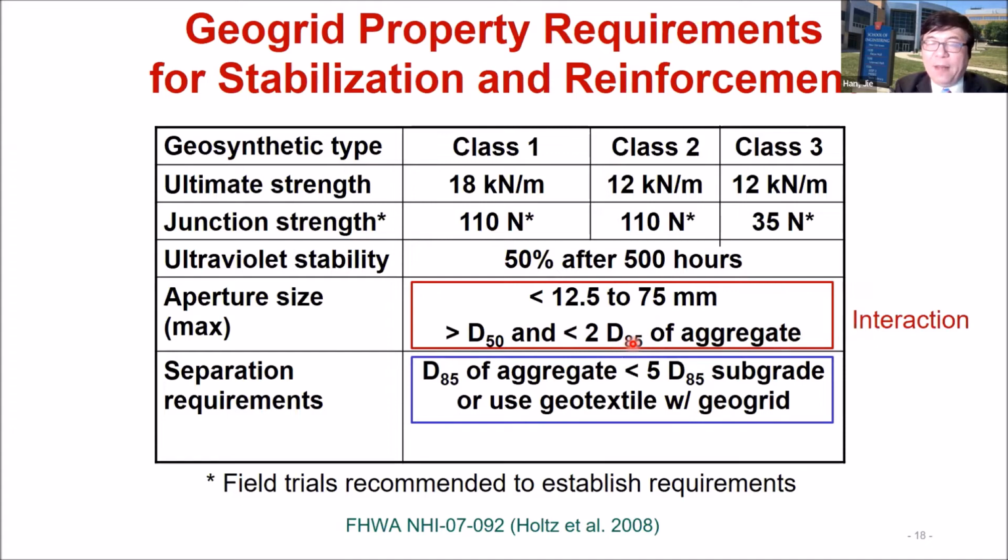As I mentioned earlier, because geogrid has apertures, for very soft soil, the soil may squeeze through the geogrid aperture. For that case, you need to rely on the aggregate to serve as a separation or filtration requirement. For this case, the aggregate D85 should be less than 5 times D85 of the subgrade. Otherwise, you need to use geotextile as a separator with the geogrid.